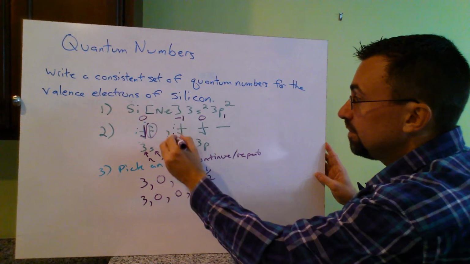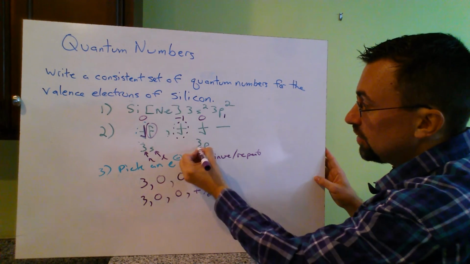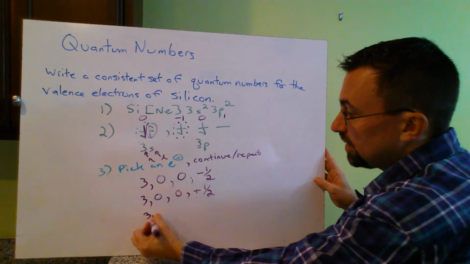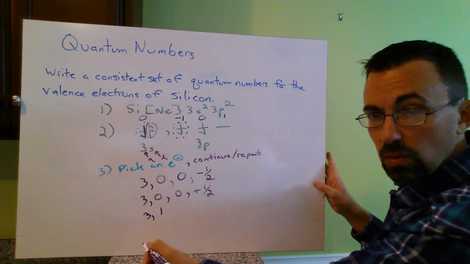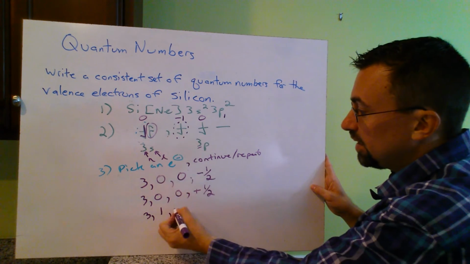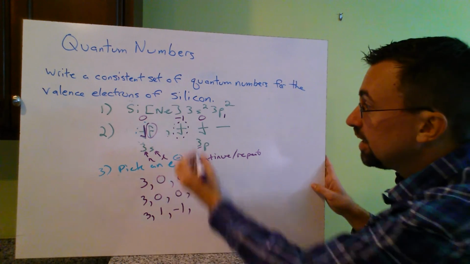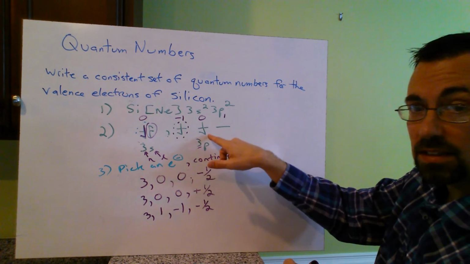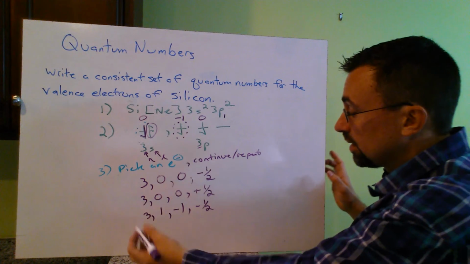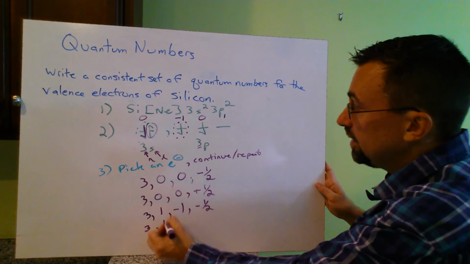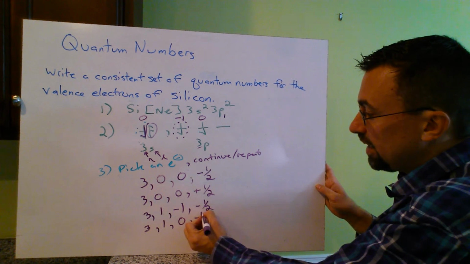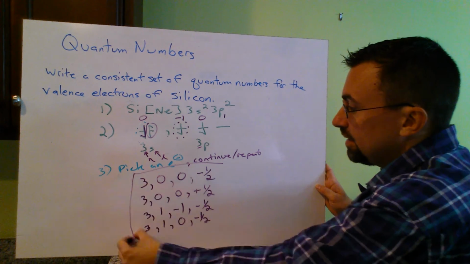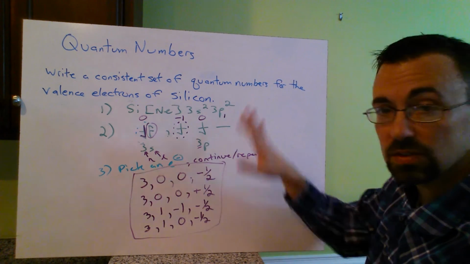Pick another electron. It's in the 3, so it's still 3. It's in the P, that gets coded as a 1. I look up, I see -1. I just write that down, I don't even think about it. It's pointing down, I write -1/2. Take this last electron. It's still a 3, still a P. It's got a 0 above it, it's still pointing down. And I now have a consistent set of quantum numbers that answers the question.